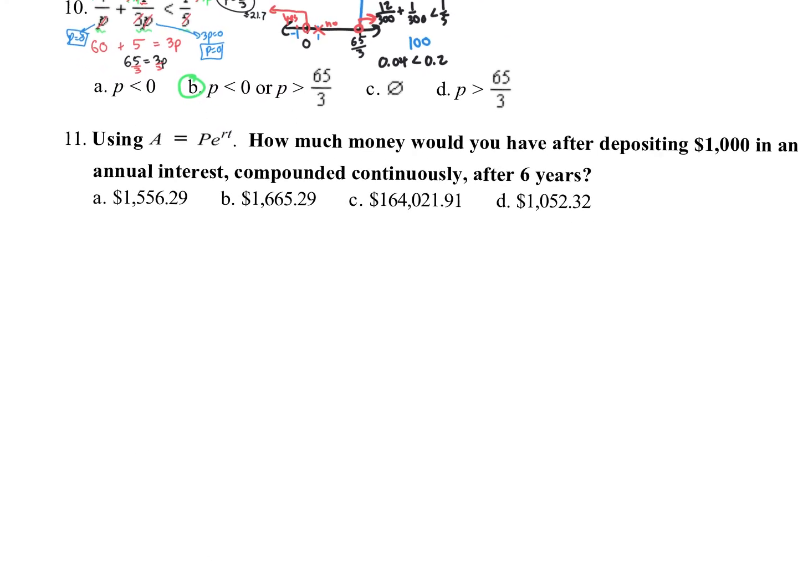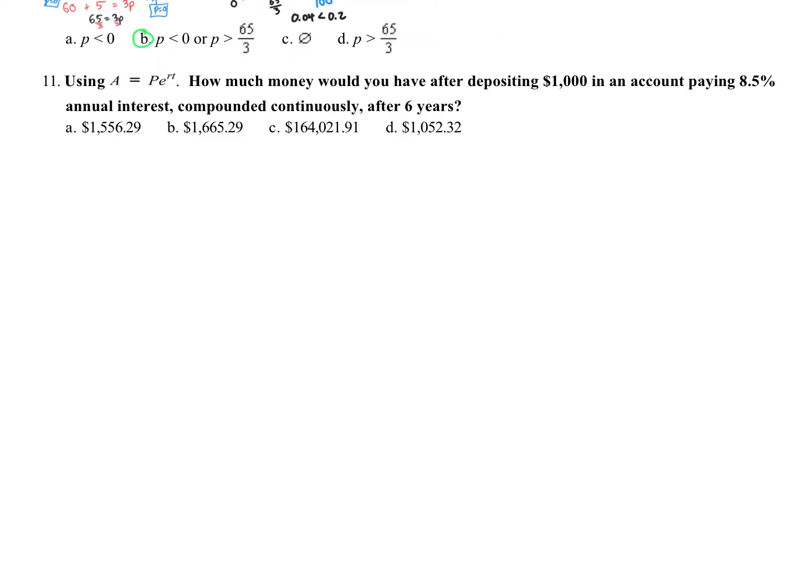Number 11, using the formula A equals PERT, P times E to the R times T, how much money would you have after depositing $1,000 in an account paying 8.5% interest? Well, what we need to do is identify what is the principal. This is what you're starting with. This is the P, the principal value.